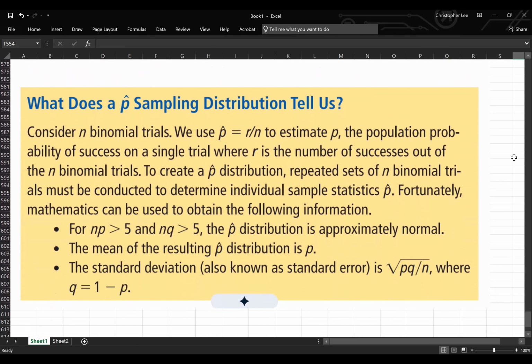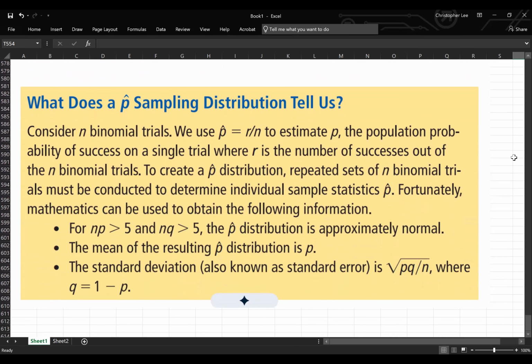So what does the p hat sampling distribution tell us? Consider n binomial trials where p hat is equal to r over n to estimate p, the population proportion, the population probability of success on a single trial, where r is the number of successes out of n binomial trials. To create a p hat distribution, repeated sets of n binomial trials must be conducted to determine the individual sample statistic p hat.